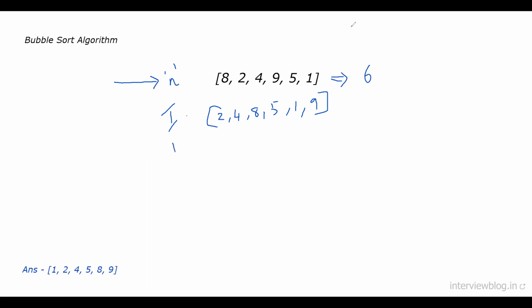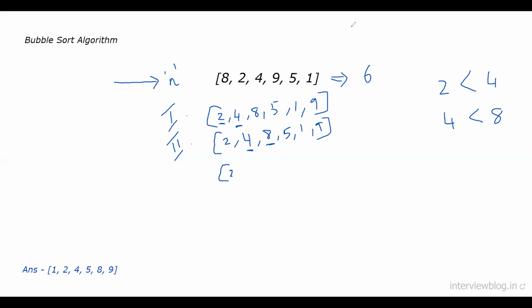So in my second iteration, first I'll be comparing the elements 2 and 4. So we can find that 2 is less than 4. Hence, there will be no swapping and we will have the same input array, that is 2, 4, 8, 5, 1 and 9. Now we'll compare 4 and this 8. We can see that 4 is less than 8 and hence there will be no swapping. So our input array would be same, that is 2, 4, 8, 5, 1 and 9.